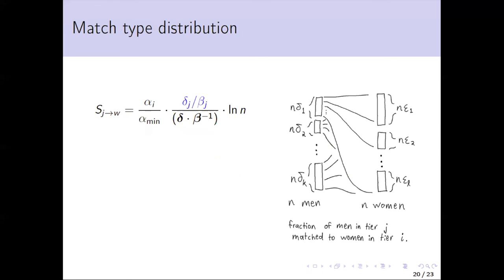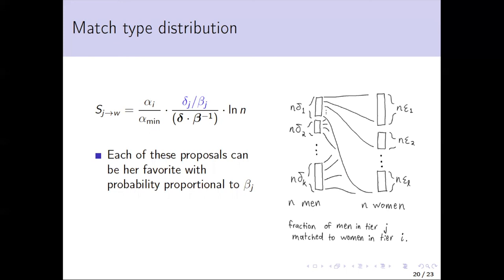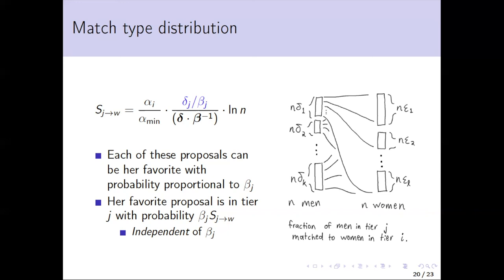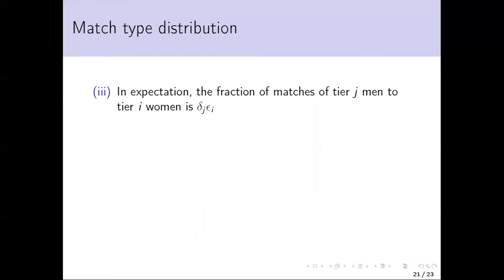Finally, we want to devote a minute or two to the distribution of match type, a result that we thought is pretty interesting. Since we know the number of proposals from each tier of men to women in each tier, we can now ask, what is the probability that a woman has her favorite proposal from men in tier J? Notice that each of these proposals can be the favorite with probability proportional to β_J, and the number of such proposals is inversely proportional to β_J. And this combined means that a woman W will favor a man in tier J as her favorite with probability independent of β_J, and only depending on the tier size δ_J. And therefore, we got the result about the uniform match type distribution, which says in expectation, the fraction of matches between different tiers of men and women is just the product of the corresponding fractional tier sizes.